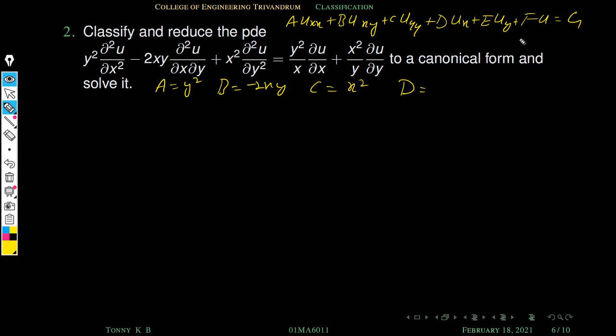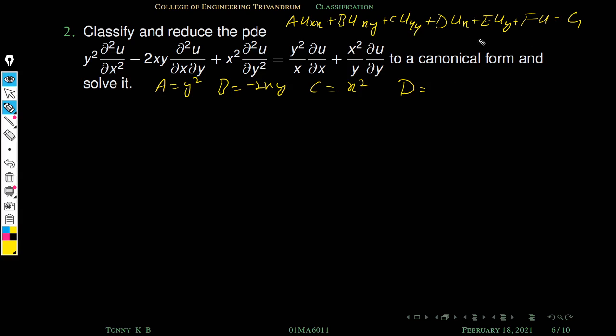Here ux stands for the partial derivative of u with respect to x, dou u by dou x. uy stands for the partial derivative of u with respect to y. uxy stands for the partial derivative of u with respect to x and y. That means the second partial derivative, dou square u by dou x dou y. It's a simple notation.